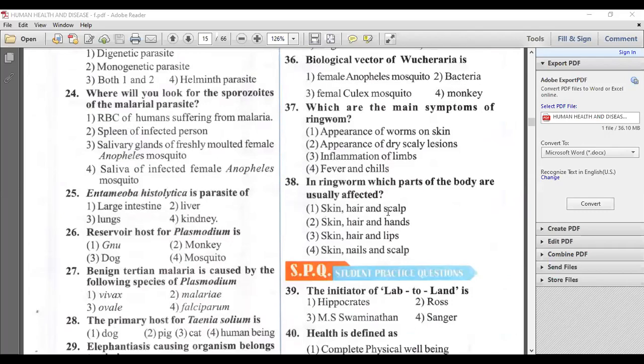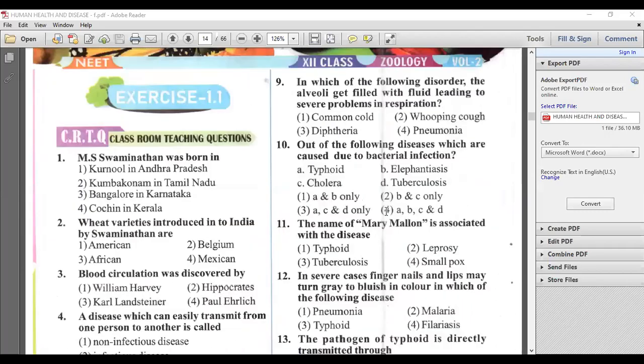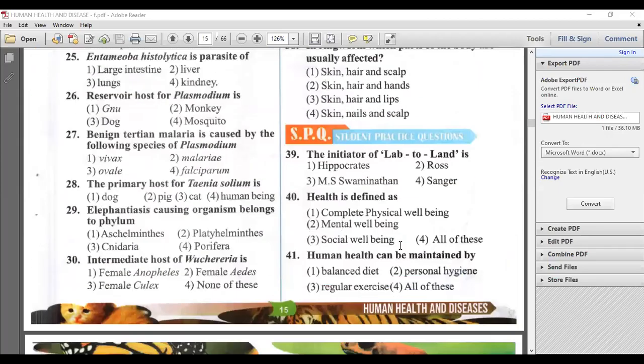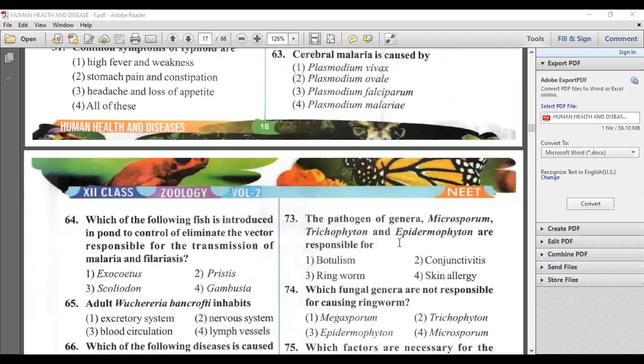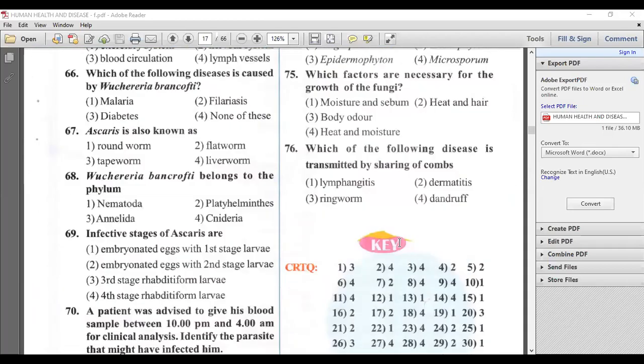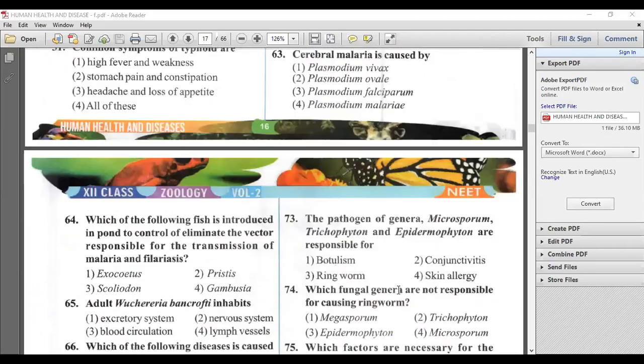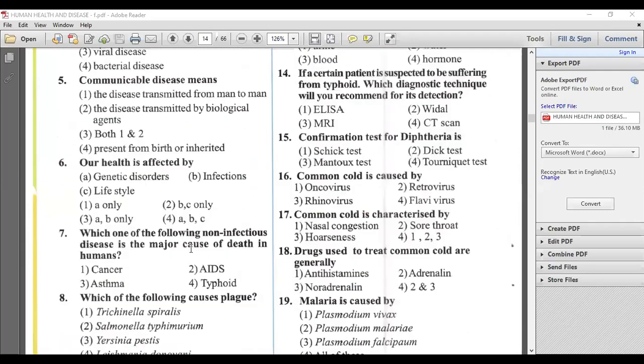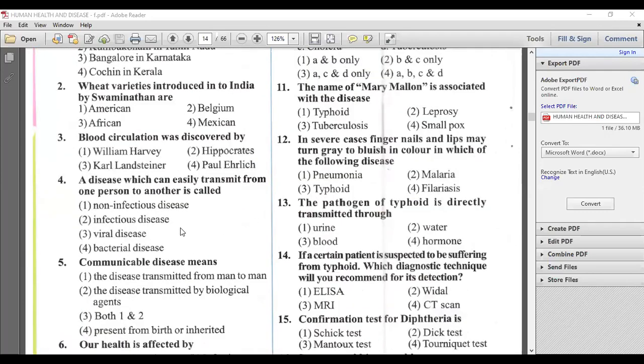Will you really solve it? You have to do both, students: CRTQ as well as SPQ. All these questions you have to solve. There are somewhere around 76 questions. Today itself you people have to complete. Though answer keys are here, why I'm giving them to you is that it is very simple. Very simple questions. I have explained everything.